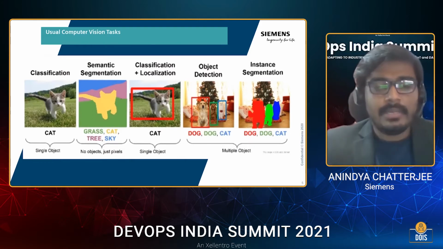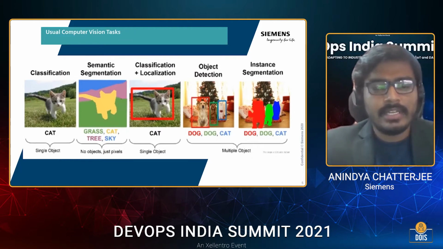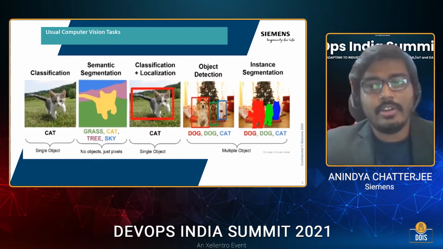For example, in this image, we have an image of a cat. So you may be doing an image classification where you're classifying cats and dogs. That becomes a classification problem where it will just classify and say whether it belongs to class A or it belongs to class B.